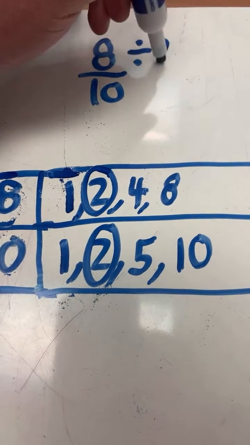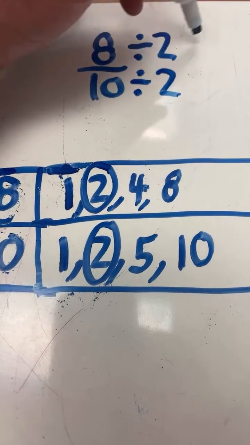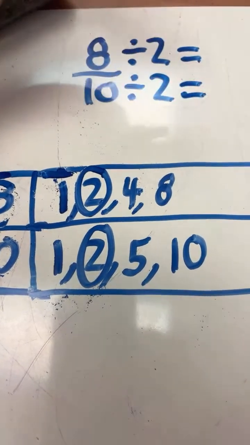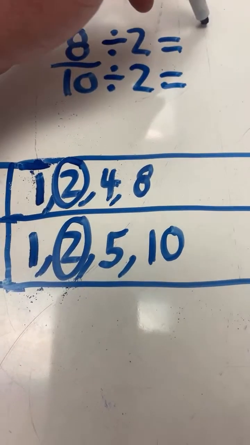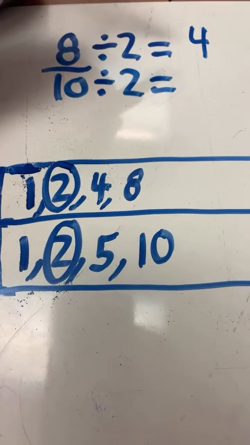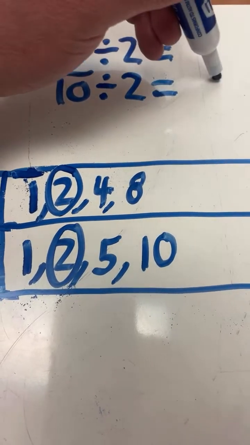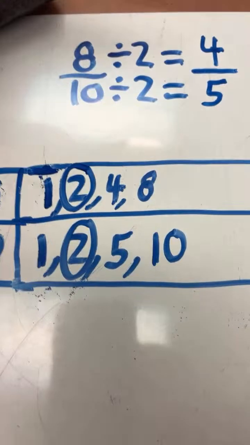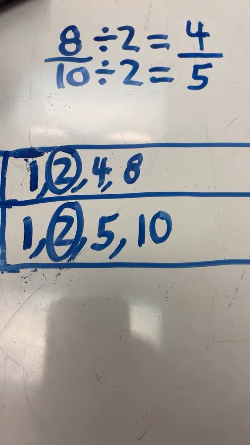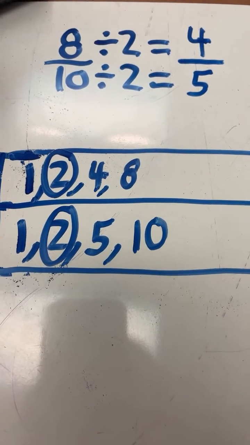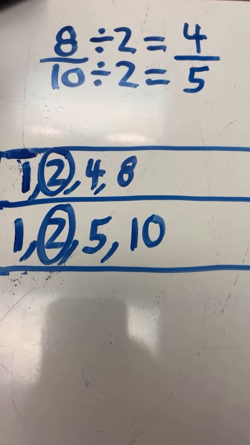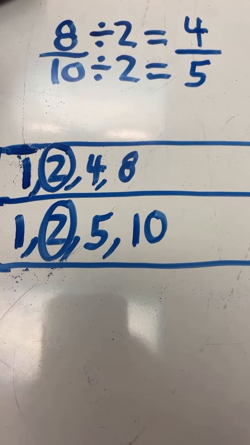So 8 divided by 2 and 10 divided by 2. Here we go. 8 divided by 2 equals 4. 10 divided by 2 equals 5. So 8/10 reduced to lowest terms equals 4/5.